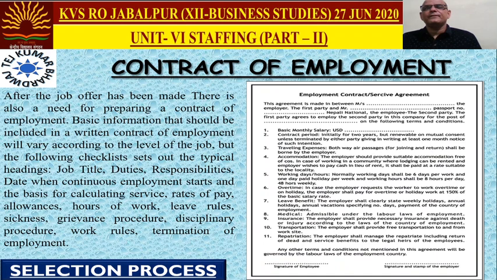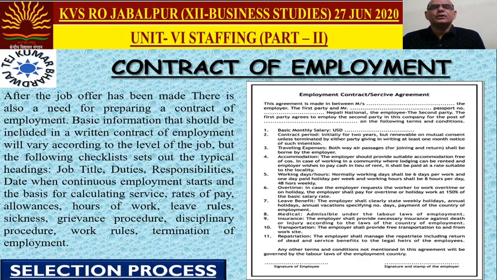So here is a sample of an employment contract or service agreement. You can see it talks about the contract period, travel expense, accommodation, working hours, overtime, leave benefits, medical benefits, transportation, retirement benefits, and basic salary. And generally on these contracts of employment, the employer and employee sign, and other than that, two or four witnesses, as per the nature of the organization, have to sign so that the contract becomes valid.